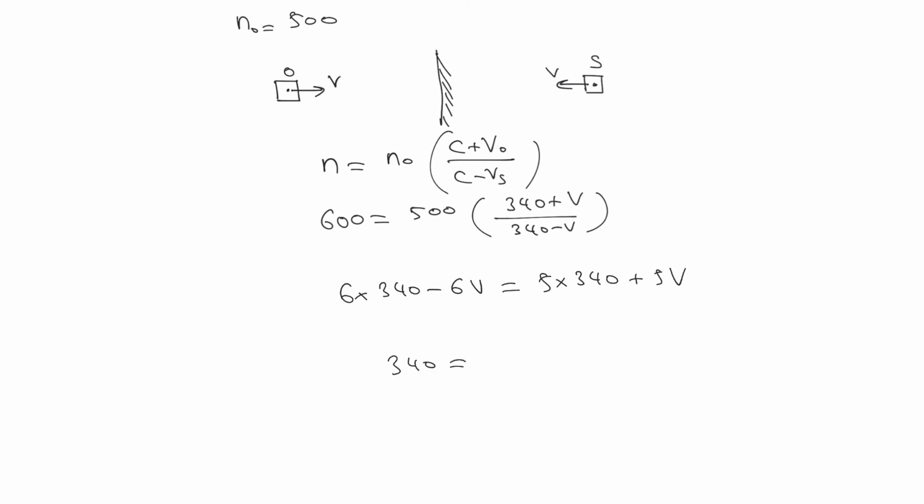So 340 is equal to 11v. The value of v can be written as 340 divided by 11, which is equal to 30.9, which we can round off to 31 meters per second.